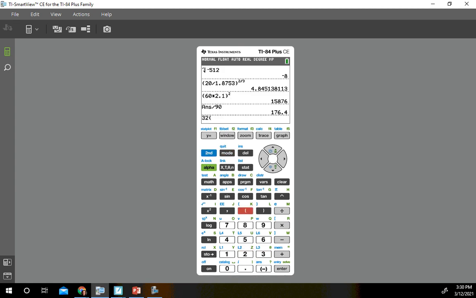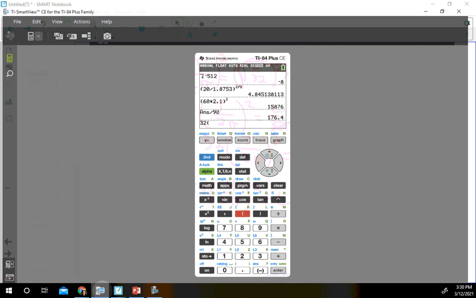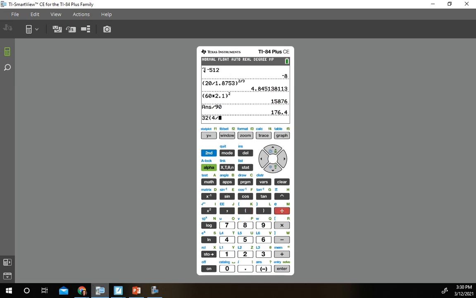32 times 4 divided by 2 pi, so 4 divided by, I'm going to put 2 pi in parentheses to say they're together in the bottom. So there's my 2 pi, and then we're going to square them. Notice how many parentheses I have. So 12.969.